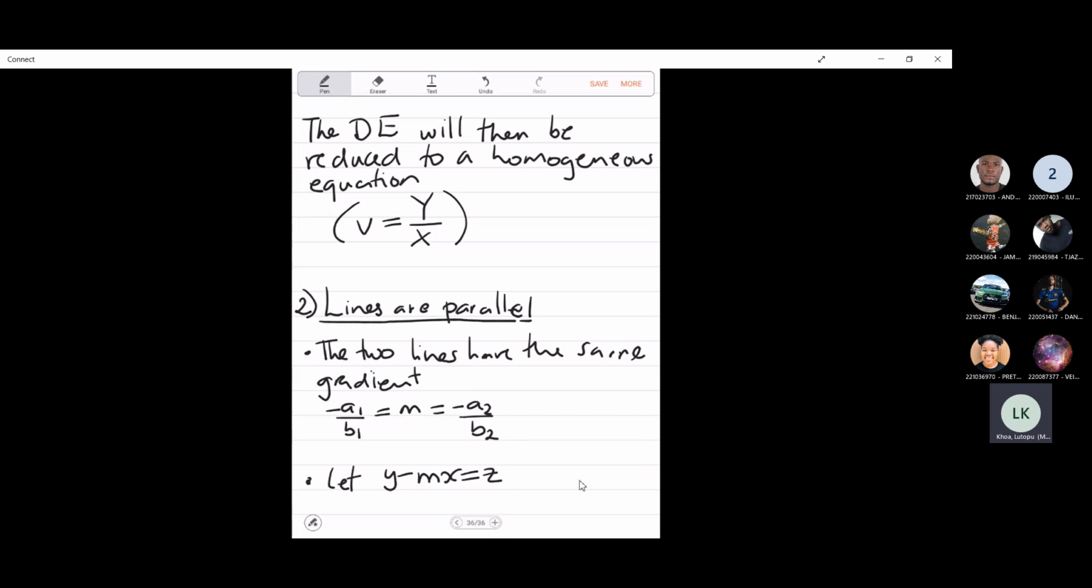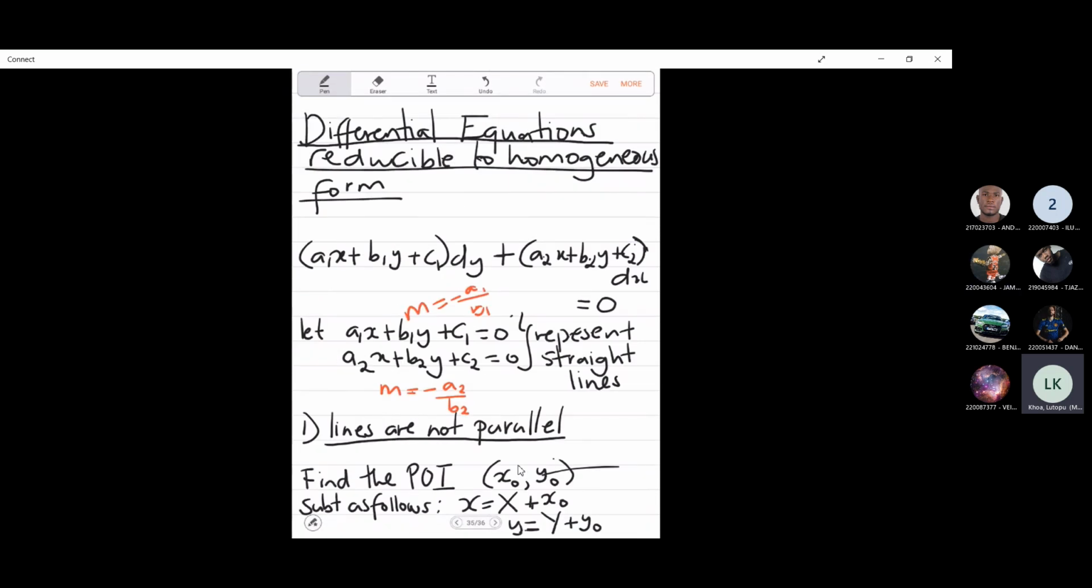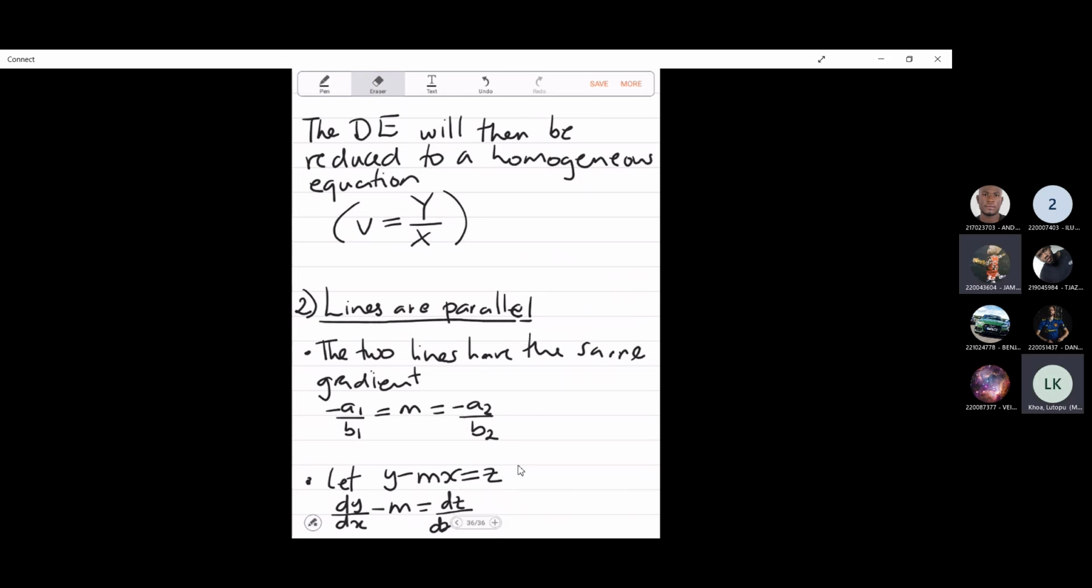Then what we do from here is we will differentiate. We have dy/dx minus m, and this is equal to dz/dx. So remember, z here is not a constant, it is a function of x. So that is why its derivative is dz/dx.